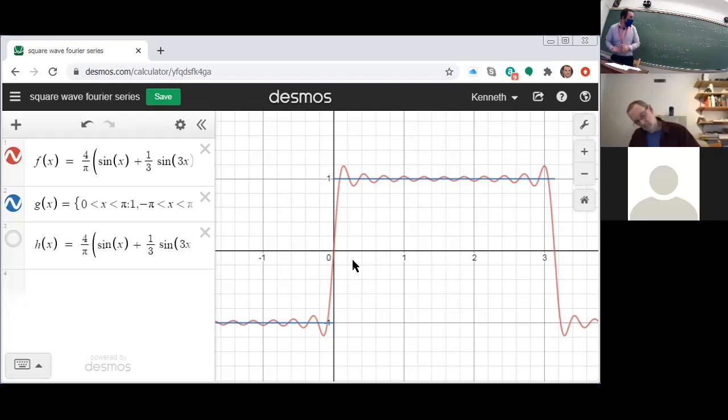Let's look at it, because this square wave satisfies this theorem and it satisfies that theorem. This square wave is an L2 function, because the square of it is just the number 1, and the number 1 is integrable from negative pi to pi. So that means that this will converge in the mean square.